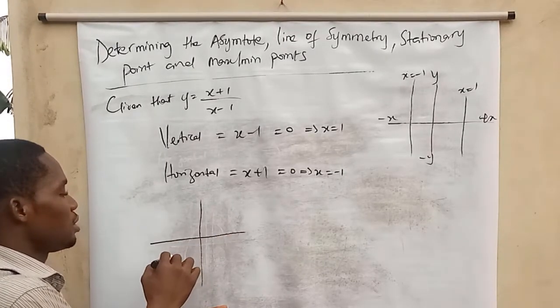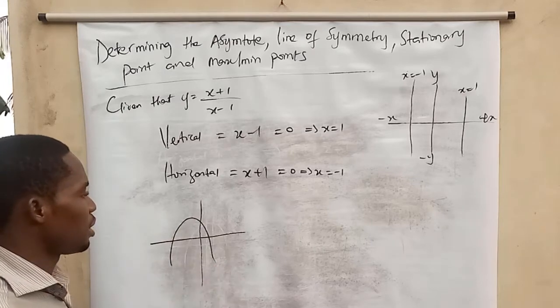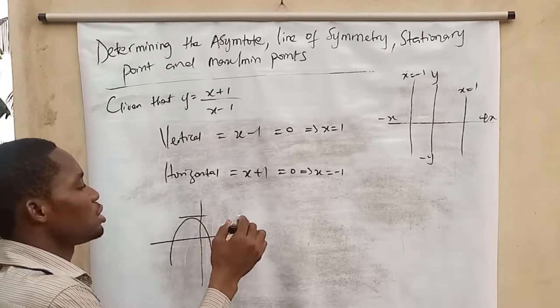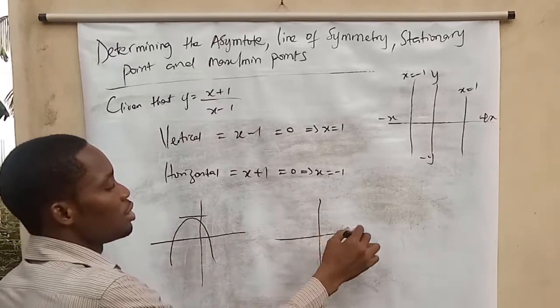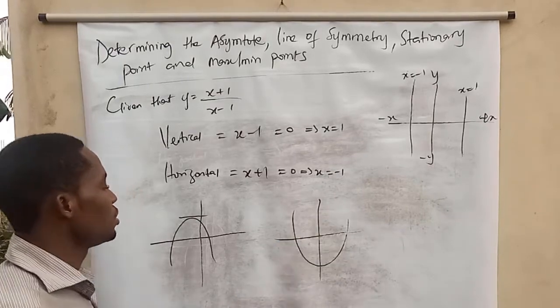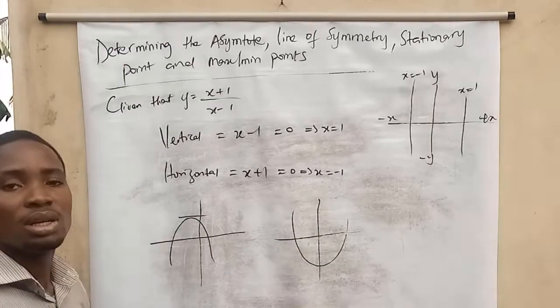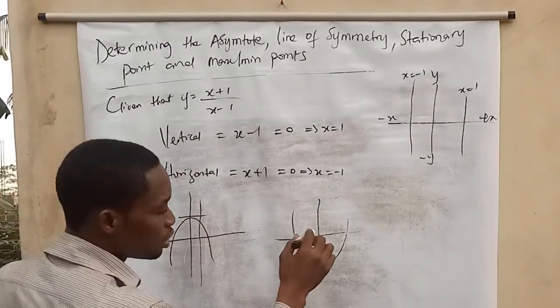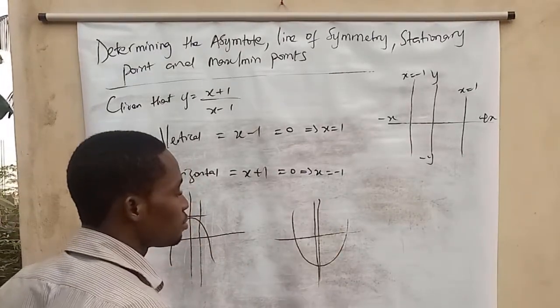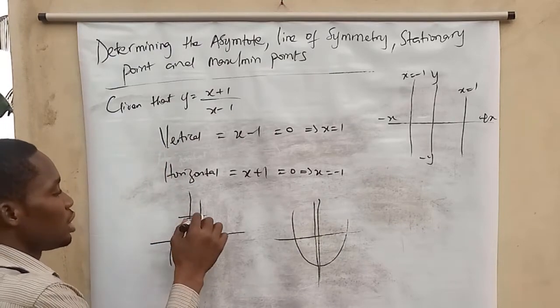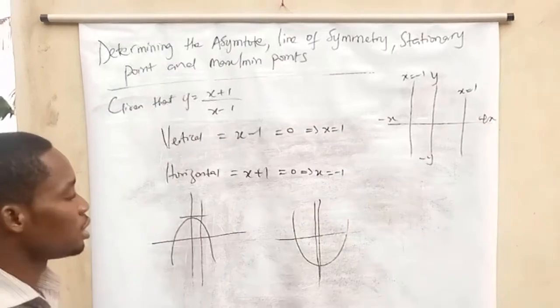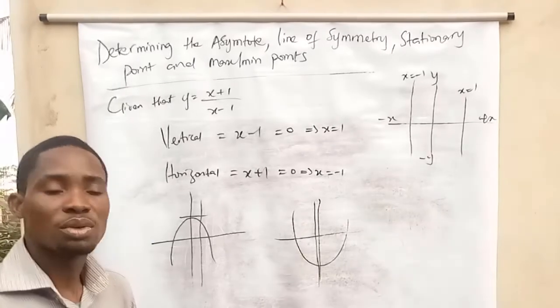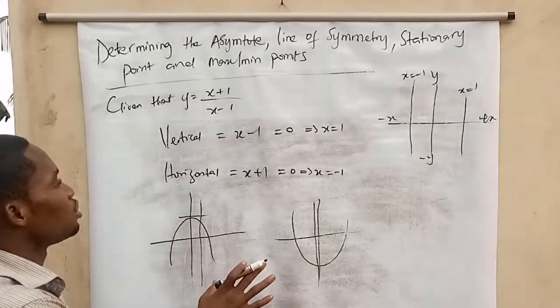Given that we have a curve with a maximum point, and we also have a curve with a minimum point, how do you get the line of symmetry? Line of symmetry simply means a line that divides the curve into two equal halves. So from there, you will now get your y and x value in this case also. So that's the line of symmetry.